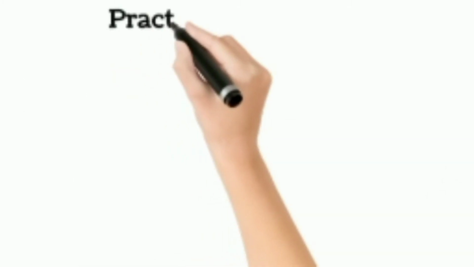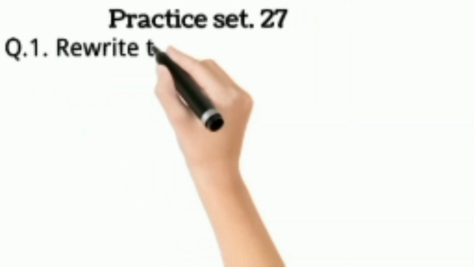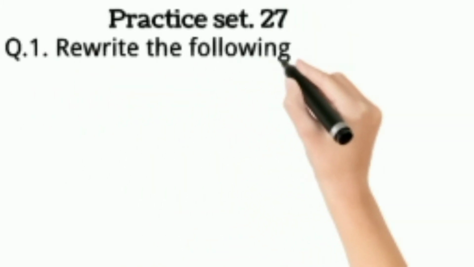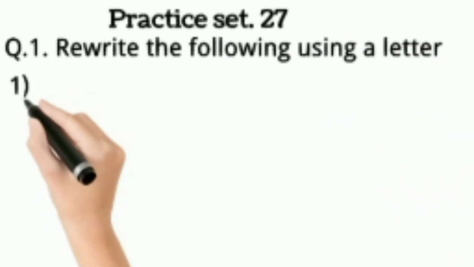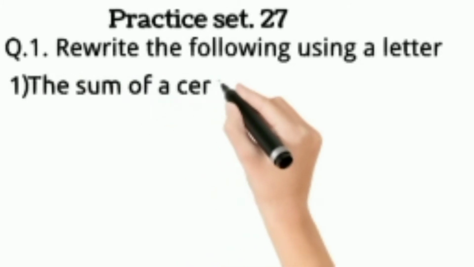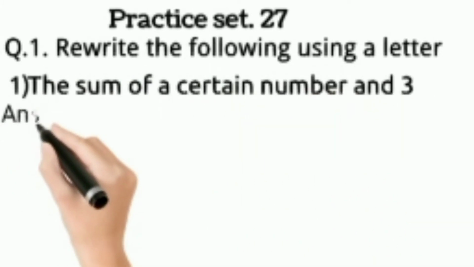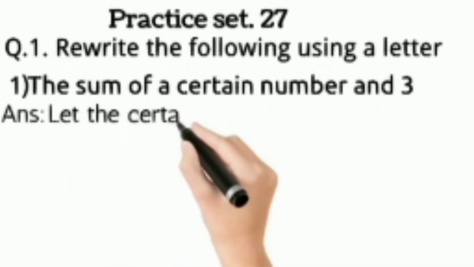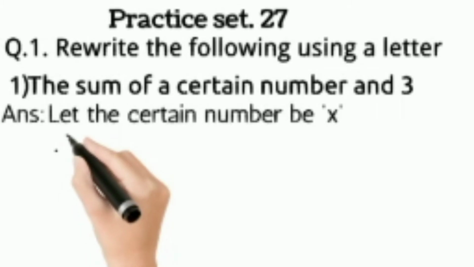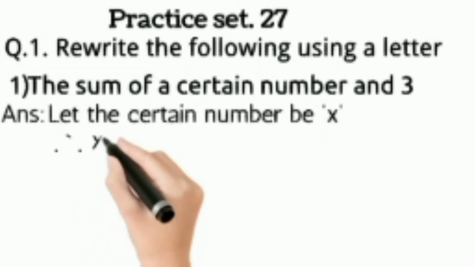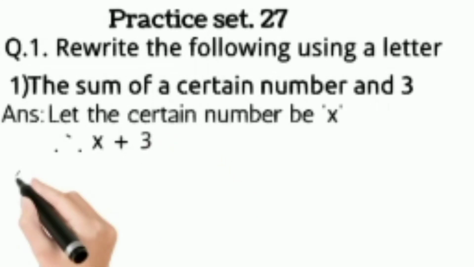Let us now move on to practice set 27. Question number 1. Rewrite the following using a letter. First question. The sum of a certain number and 3. Here, let the certain number be x. Therefore, the answer will be x plus 3.